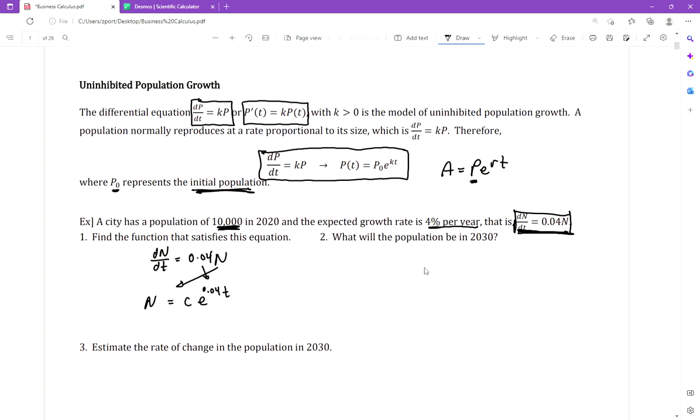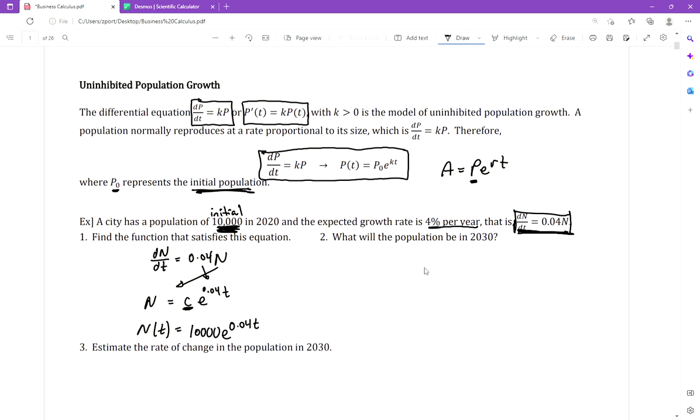So what we're going to do on the left is say, well, this should really be N of t as a function. And then they say a city has a population of 10,000. That's the initial amount, that's the initial population. So I'm just going to say initial, which means that's where this should go. So it should be 10,000 e to the 0.04t.